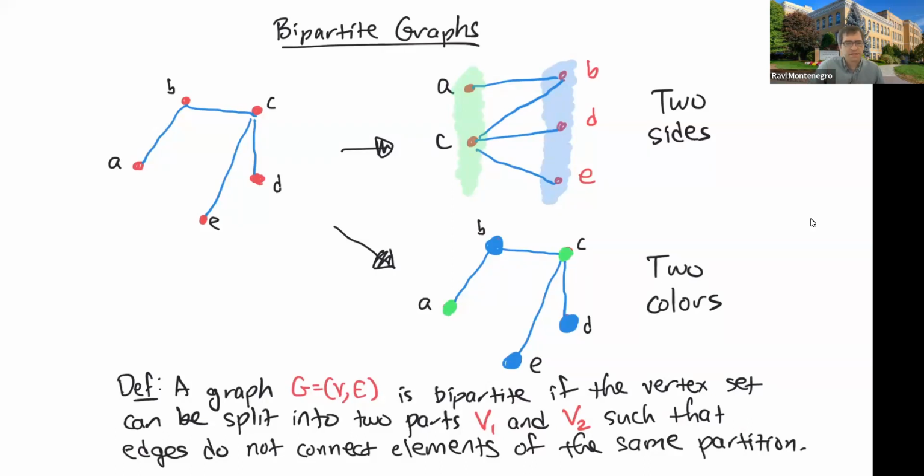So here's our definition of a bipartite graph. A graph with vertex set V and edge set E is bipartite if the vertex set can be split into two parts, V1 and V2. These are called a partition, such that edges do not connect elements of the same partition. So you can see that in the upper drawing here, the edges only go between the left and right side.